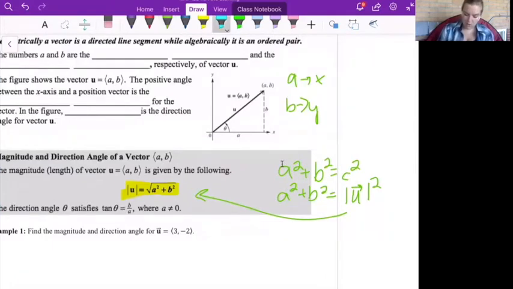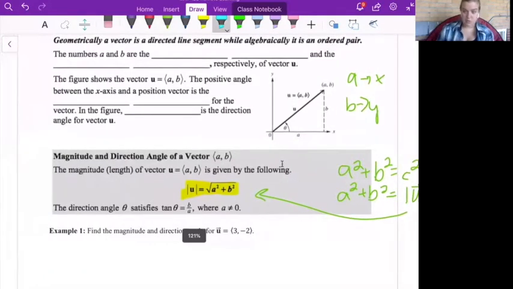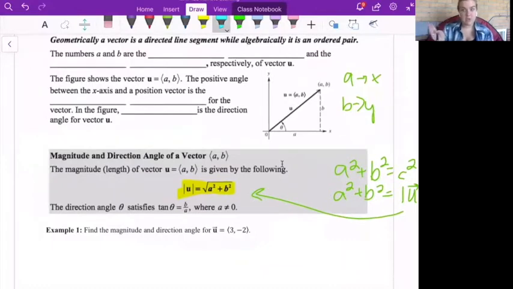So then this is where we get our equation for the magnitude. And then for our direction angle, because remember, vectors have both direction and magnitude. And so we have that tangent of theta is equal to b over a, because again, that's tangent is y over x. So tangent of theta is going to be b over a.